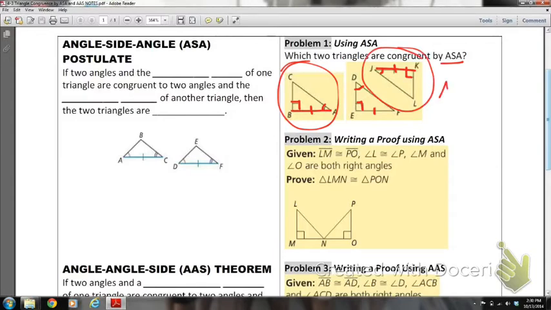So we have triangle ABC congruent to triangle JKL because angle A is congruent to angle J, angle B is congruent to angle K, and side AB is congruent to side JK, which is between those two angles. So we can use angle-side-angle on that. Let's go down and look at problem number 2.